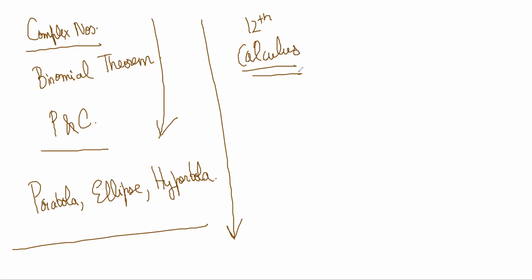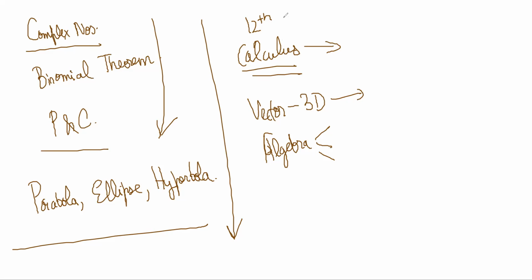12th has only calculus, mostly calculus, and 1 or 2 chapters in probability and algebra. There are 2-3 chapters of algebra: determinants, matrices, probability. And vectors and 3D are 2 chapters, and then the rest of it is calculus. We have to finish these in maybe 2-3 months or so. Okay. That's it for now.